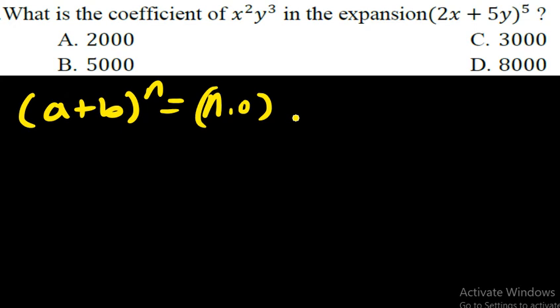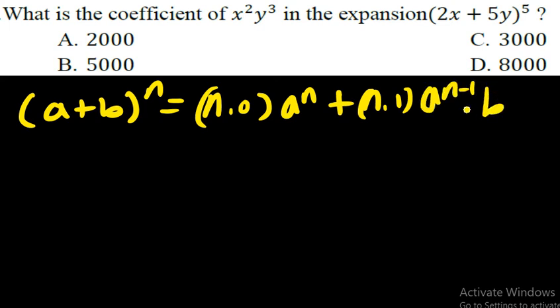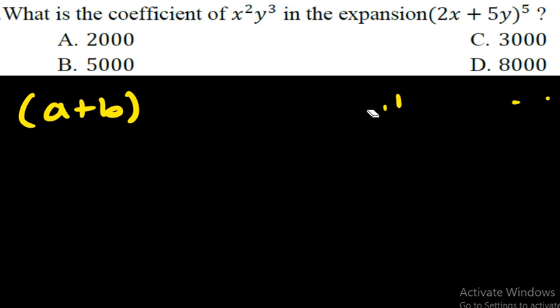The second question says, what is the coefficient of x squared y cubed in the expansion of (2x plus 5y) to the power of 5? Remember the binomial expansion: if you have (a plus b) to the power of n, this is going to be n combination 0 times a to the power of n, plus n combination 1 times a to the power of n minus 1 times b. It continues like this. So if you want to find a term anywhere in the middle, what to do?